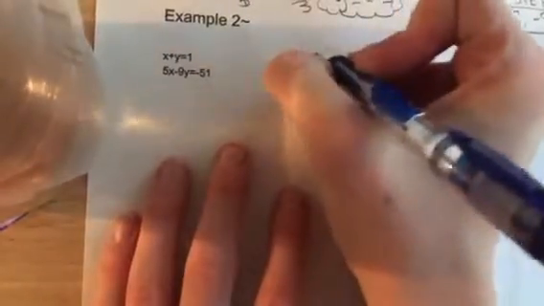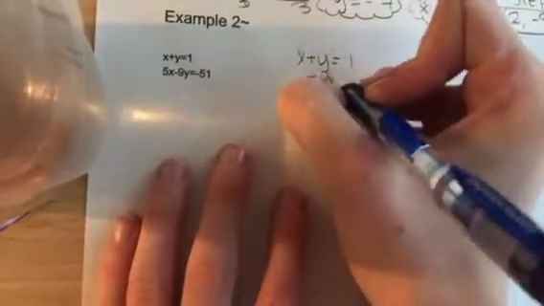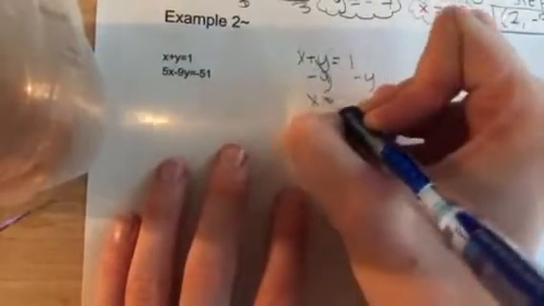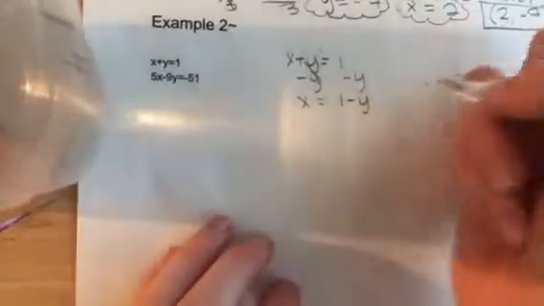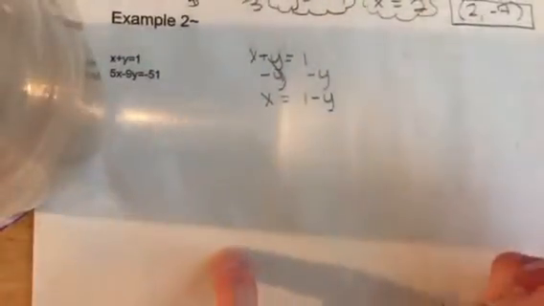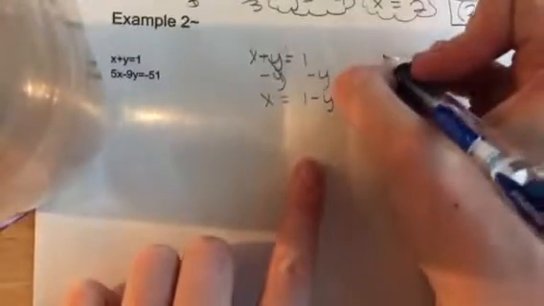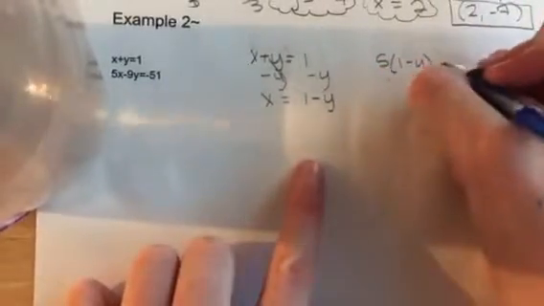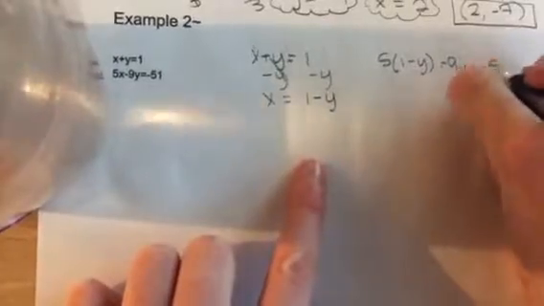So x plus y equals 1. So now we'll just solve for x, I guess. So x equals 1 minus y. So now we're going to take this and plug it into this equation. So 5 times 1 minus y minus 9y equals negative 51.